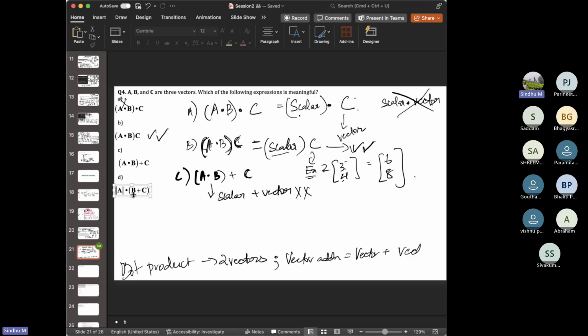And let's go to option D. We are finding the determinant and then doing a dot product with B plus C. So this B plus C is vector plus vector, so this will also be a vector. But determinant of A will be a scalar. So again, we can't do a dot product of scalar and vector. So option D is also not meaningful. So the correct answer is option B.